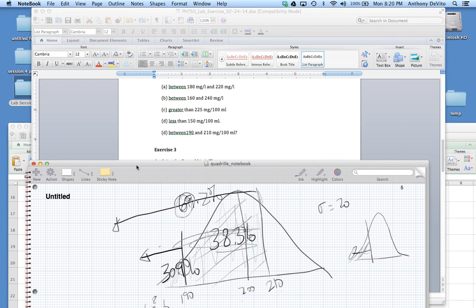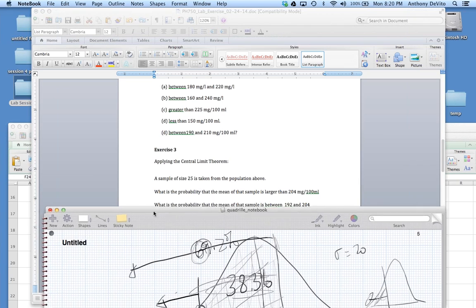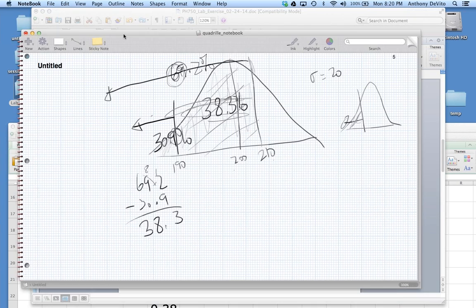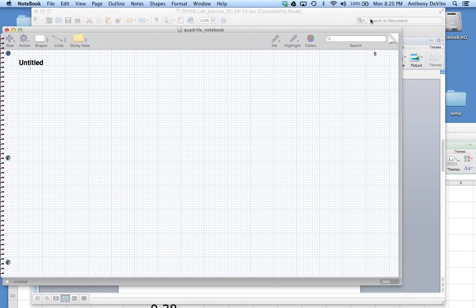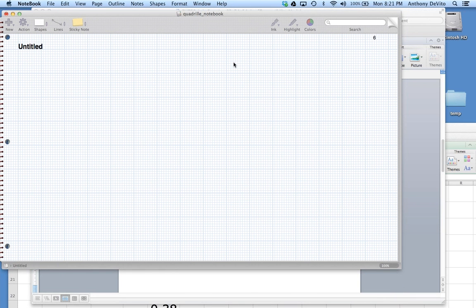Okay, I'm going to get my pad up. So the sample size is 25. I'm going to start with a fresh page. Okay, so I'm now going to sketch out what I think the sample distribution is going to look like.